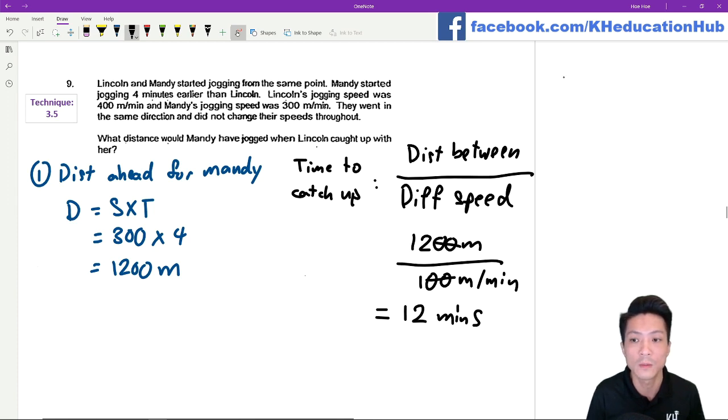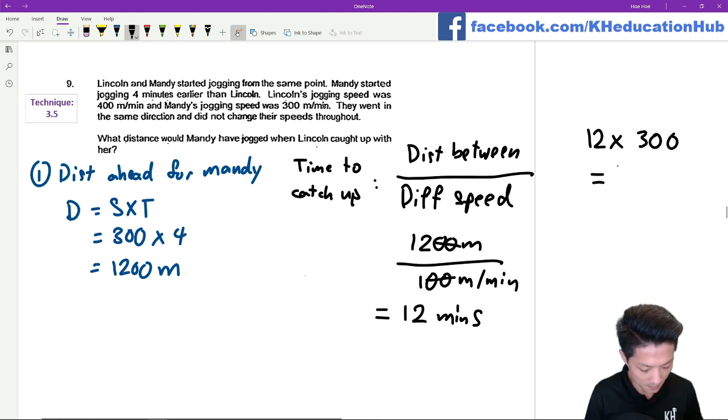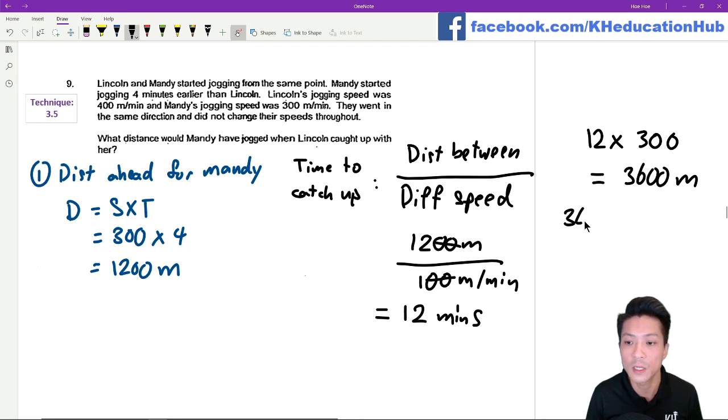Now I need to find out in these 12 minutes, what is the distance covered by Mandy, which is 12 times 300. 3,600 meters, and remember she was 1,200 meters ahead, right? So I have to use 3,600 plus 1,200, which will give me 4,800 meters.